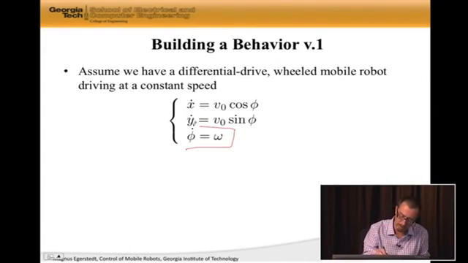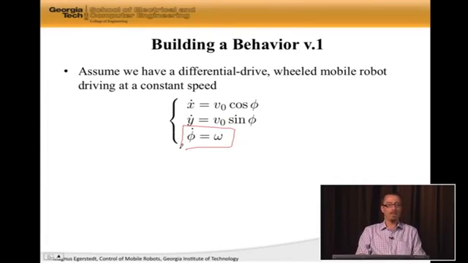This is the equation that's governing how the input, omega, hits the state that we're interested in in this case, phi, which is the heading of the robot. So phi dot is equal to omega.